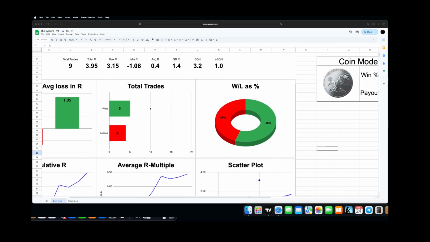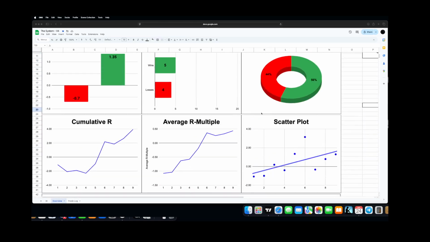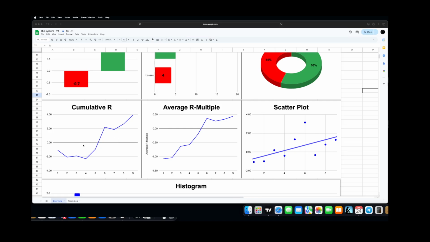It would be really cool to have finalized this kind of system in a way where these results would be natural and possible. I think an average R of 0.3 or 0.4 is awesome. So 5 to 4 win to loss ratio. Here are some graphs. The cumulative R at the start kind of down and then just rolled up. Average R multiple, as we see, it's close to 0.5.